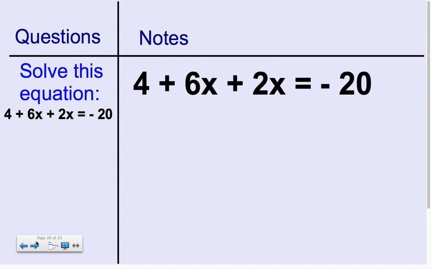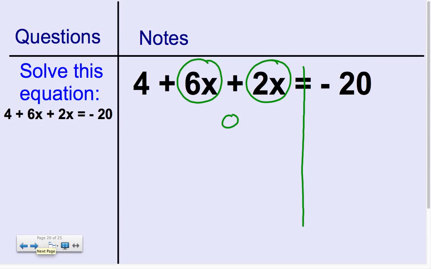Here's the first one, 4 plus 6x plus 2x equals negative 20. So I'll draw my train tracks. I'm going to notice that I have the same variables on the left side, the 6x and the 2x. Since they both have pluses in front of them, it means they're both positive. I'm going to add them together. 6 and 2 make 8x. I'll bring down my 4, and I'll bring down my negative 20.